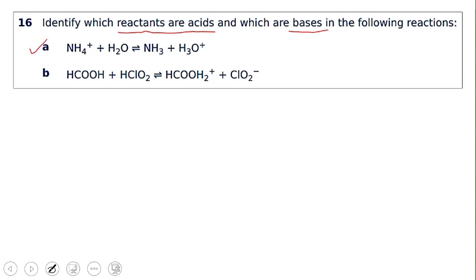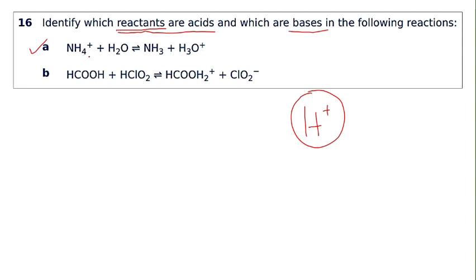Part A, NH4+ plus H2O is producing NH3 plus H3O+. To identify which is acid and base, we have to see proton donor and proton acceptor. We call H+ a proton, so the group which is donating the proton is known as acid, and a group which is accepting H+ is known as base. We have to identify only from the reactant side which group is donating H+ and which is accepting H+.